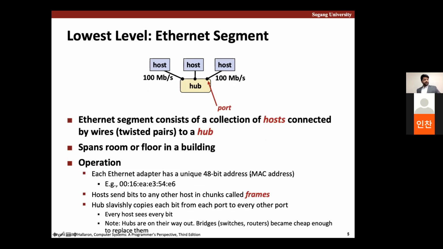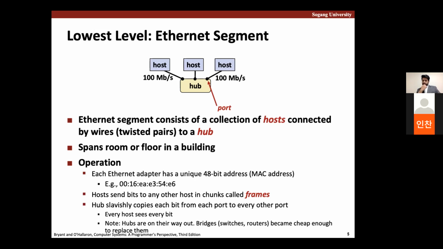At the lowest level of the network, we have the Ethernet segment. An Ethernet segment consists of some wires, usually twisted pairs, and a small box called a hub. As you can see in the figure, we have a hub, and there are three hosts connecting to this hub. This Ethernet typically spans small areas, such as a room or a floor in a building. Each wire has some maximum bandwidth. In this figure, we have 100 megabits per second. It can even go up to 1 gigabit per second.